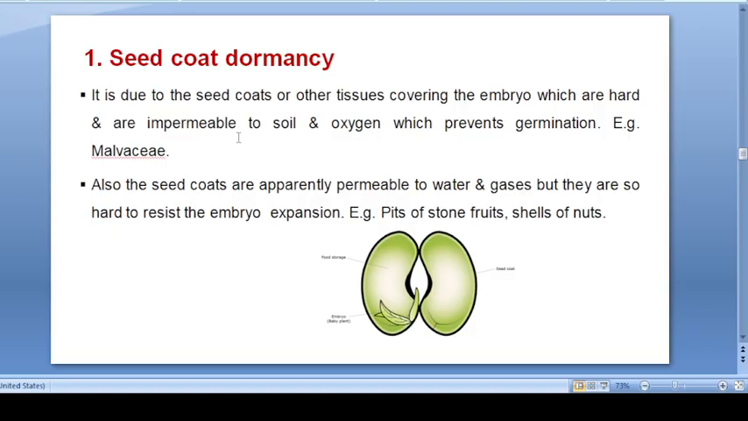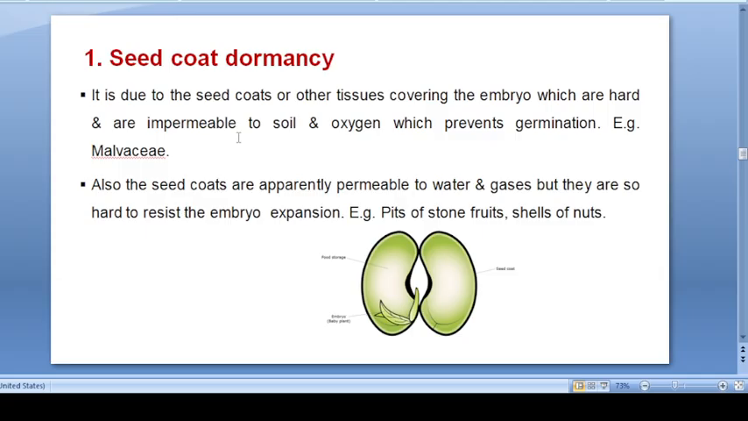Seed coat dormancy. This dormancy is mainly because of the presence of a hard seed coat. That hard seed coat is impermeable and unable to absorb water from the soil as well as oxygen. That hinders the germination process. So this is one type of seed dormancy, that is, seed coat dormancy.